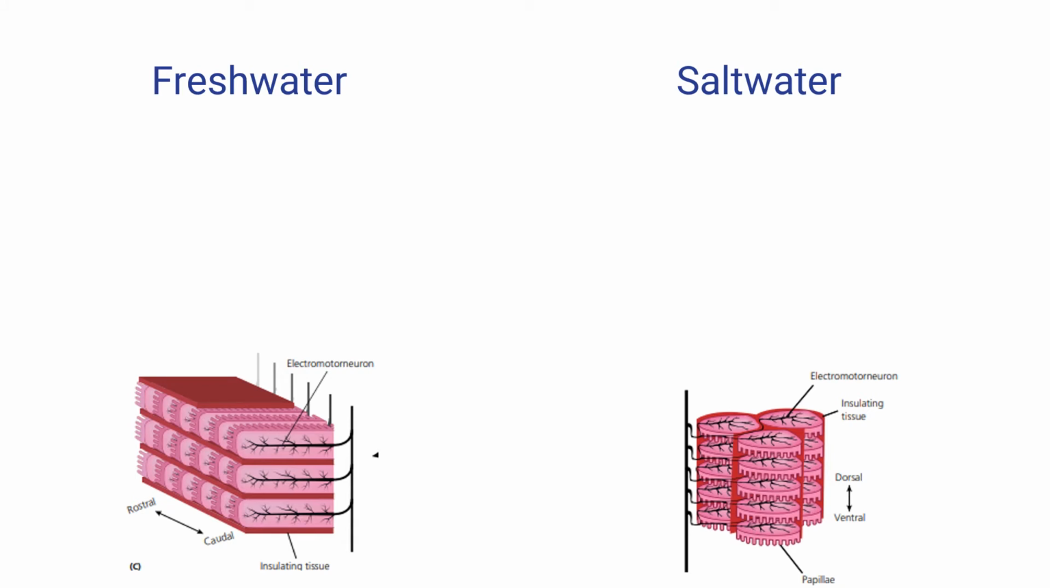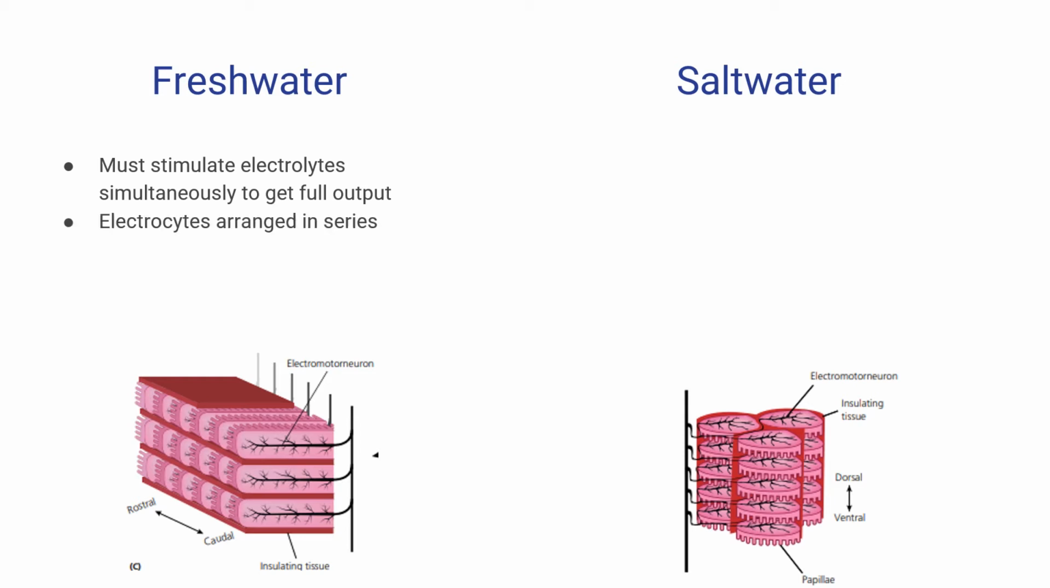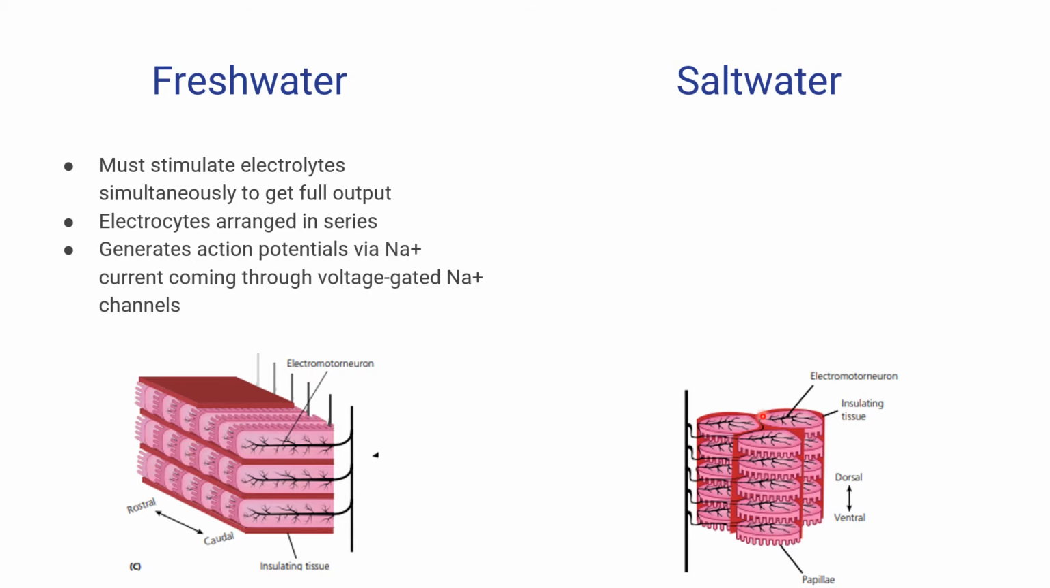Now let's discuss the difference between freshwater and saltwater in terms of electrocytes. In freshwater, the electrocytes must be stimulated simultaneously in order to get the full output, and they are arranged in series, which is what you can see right here. The electrocytes generate action potentials via sodium current coming through voltage-gated sodium channels.